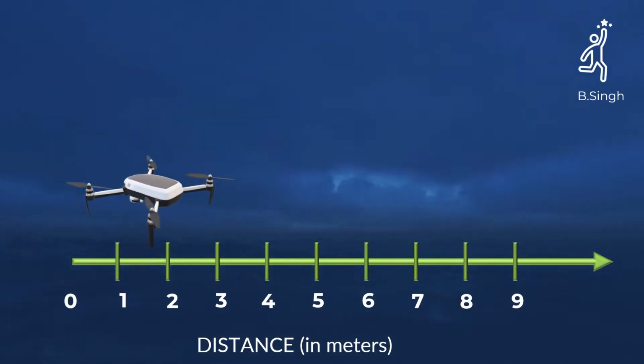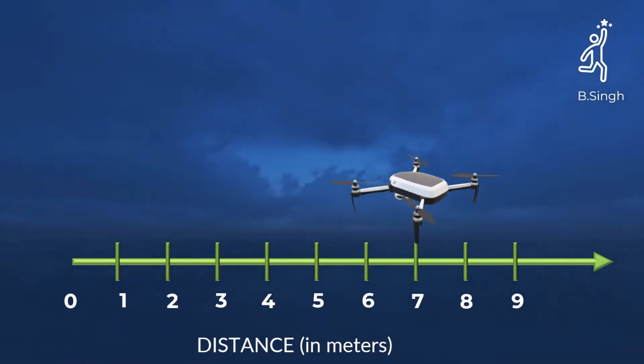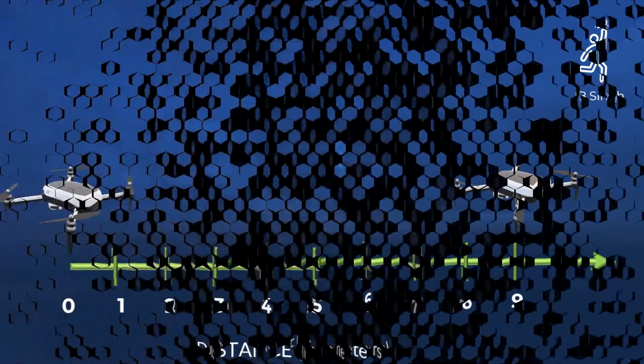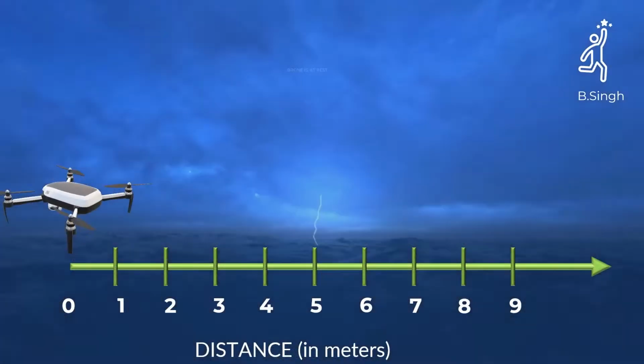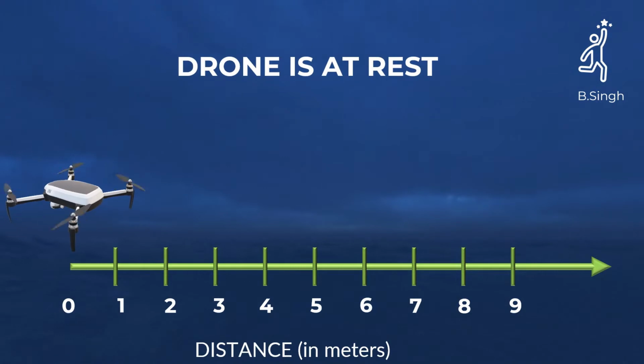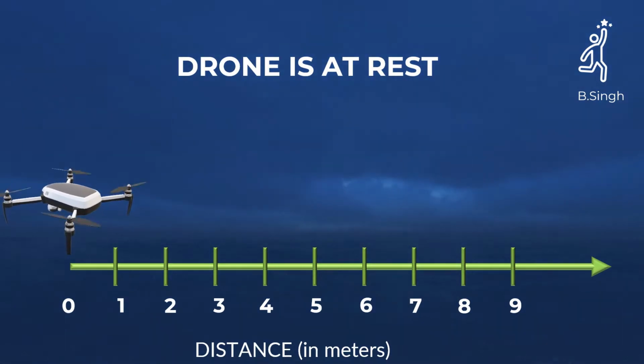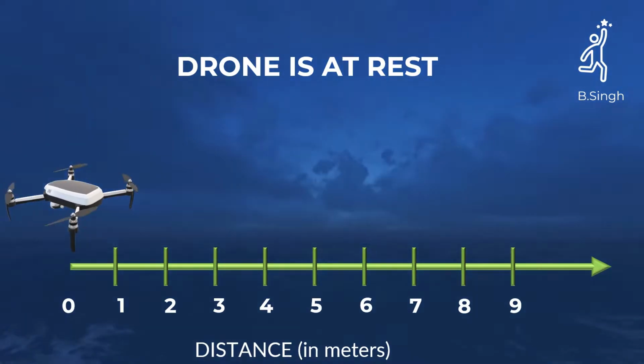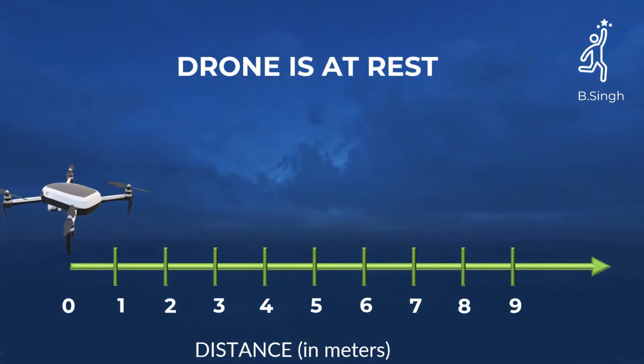Like in this case, the drone is moving, hence it covers a distance. If the particle is not moving, the distance will be zero and it is said to be at rest, like in this case of the drone. Now let us understand the concept of distance using our drone example, in different cases.